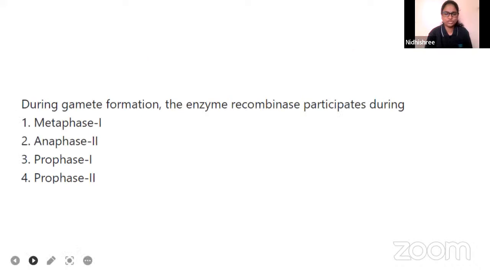During gamete formation, the enzyme recombinase participates during which stage? Metaphase 1, anaphase 1, prophase 1, prophase 2. In gamete formation, the enzyme recombinase. Lohit answered as option C. Good. Virat option B.